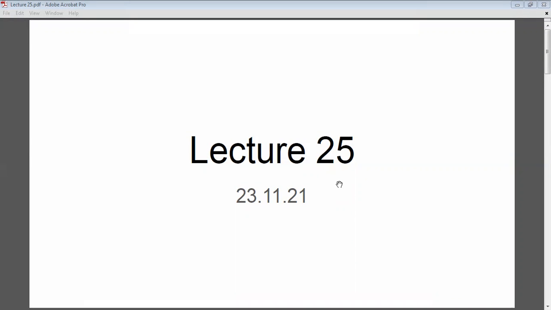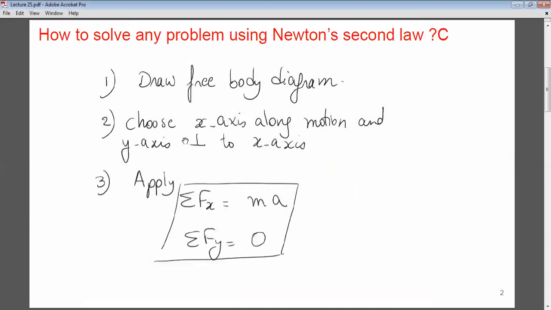Today is the last lecture on chapter 4, which is Newton's second law, and I will be working on the situation if we have two bodies connected to each other. So just remember from previous lectures, if I have an object and I want to apply Newton's second law, I must do these three steps.